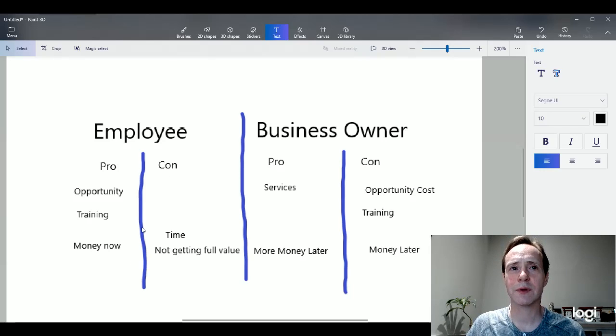One of the biggest things is this money now for the employee, because they're really getting money now. And most people want money now. Personally, I'd be the same way.